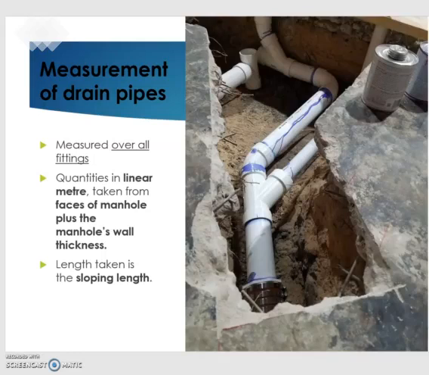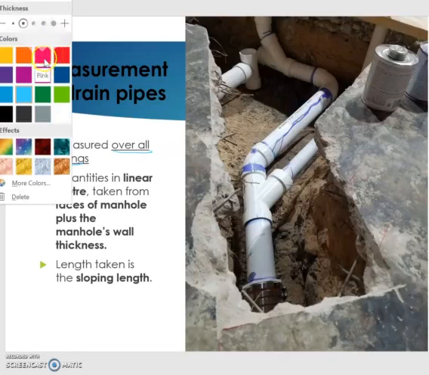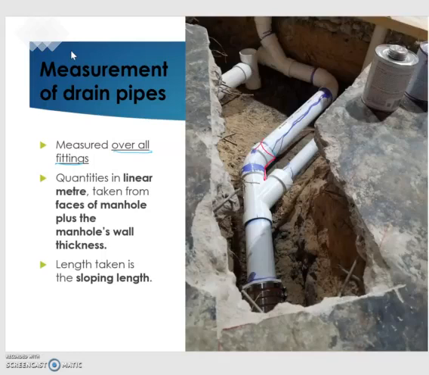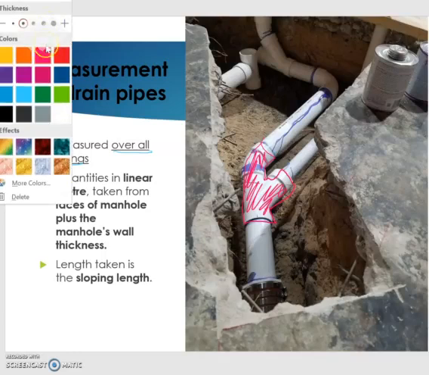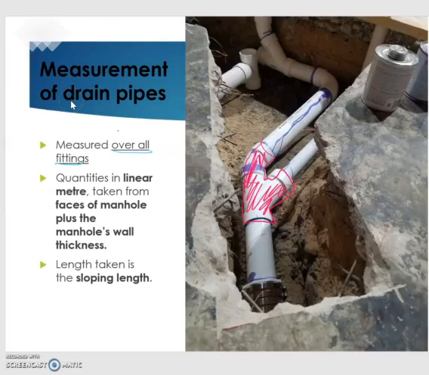Measurement of drain pipes. Okay, it's measured over all fittings, which means, for instance, here, if you look at the pipe here, there is a fittings here. Okay, this is what we call as the fittings. So what does it mean by measure overall fitting? Measure overall fitting is that, okay, from here to here, it will be taken as one length.